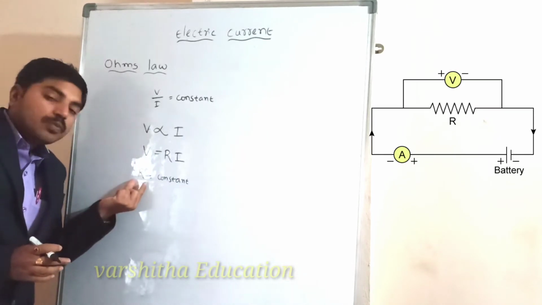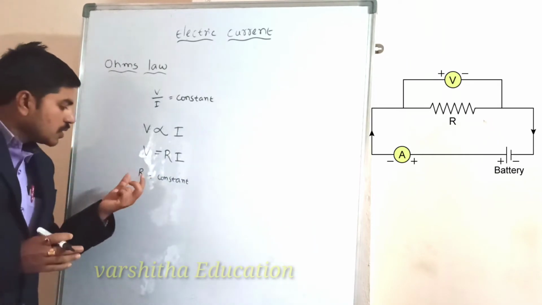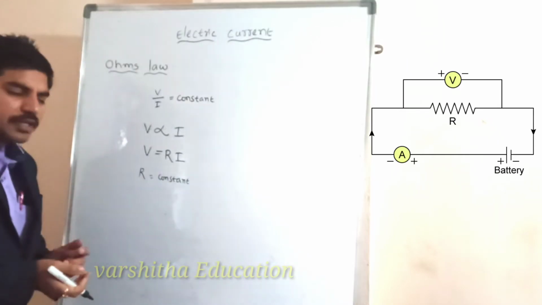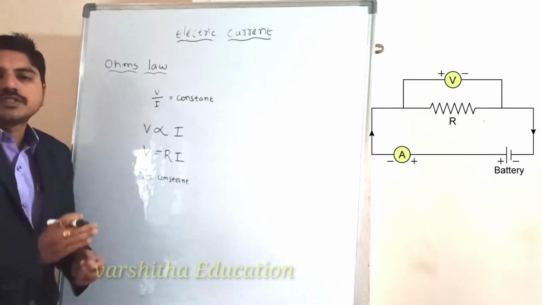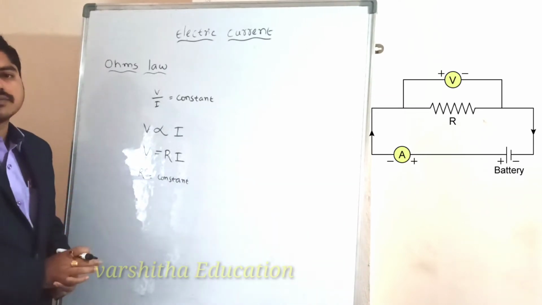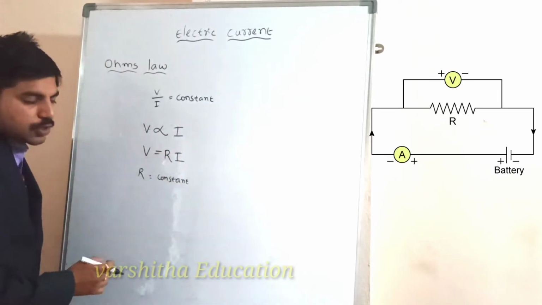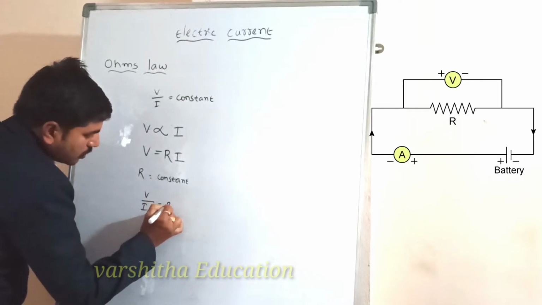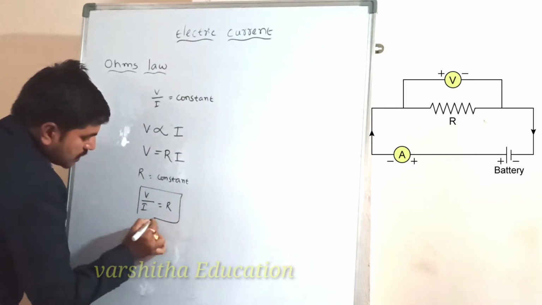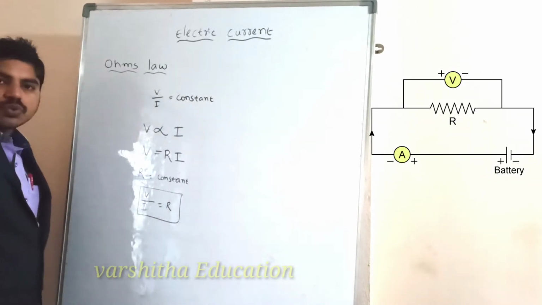One more definition for resistance: the obstruction of the flow of current is called resistance. It controls the flow of charges passing through a conductor. So in this equation, V is equal to R into I, then V by I is equal to R. This is called Ohm's law.